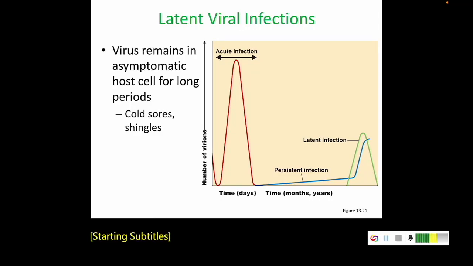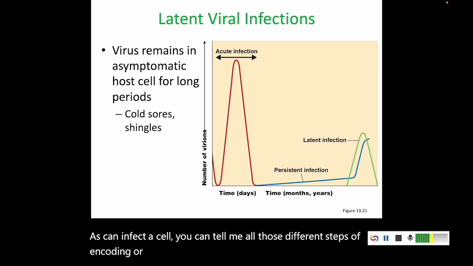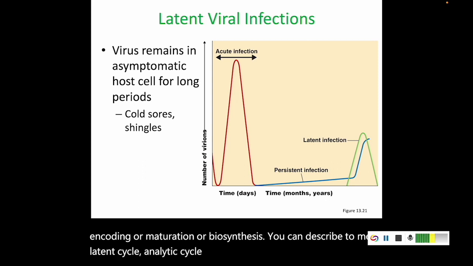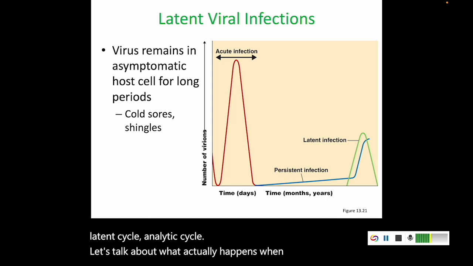Okay, so we have talked about the different components of a virus. You can tell me what's a capsid. You can tell me what's a spike. We have talked about the different ways that a virus can infect a cell. You can tell me all those different steps of uncoating or maturation or biosynthesis. You can describe to me a latent cycle and a lytic cycle. But now let's talk about what actually happens when that virus is inside of a host.